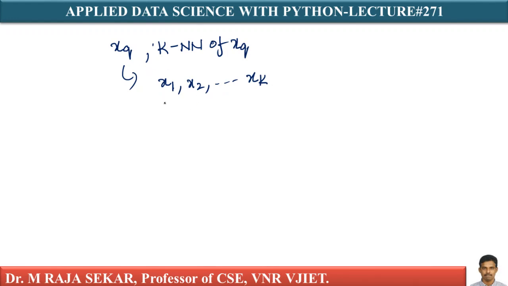We are getting the corresponding labels. For x1, y1 is the corresponding label. For x2, y2 is the corresponding label. For xk, yk is the corresponding label. Simply doing a majority vote, I can estimate what yq is depending on the majority vote. That's what my task is. It's as simple as that.